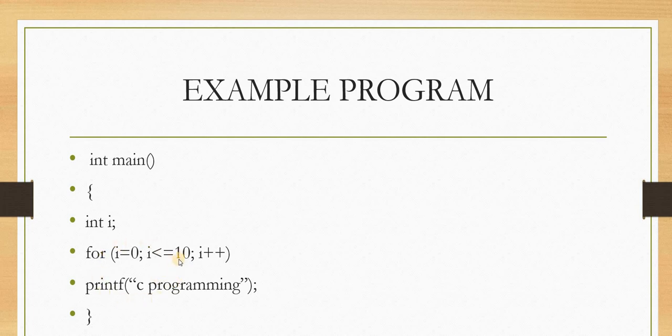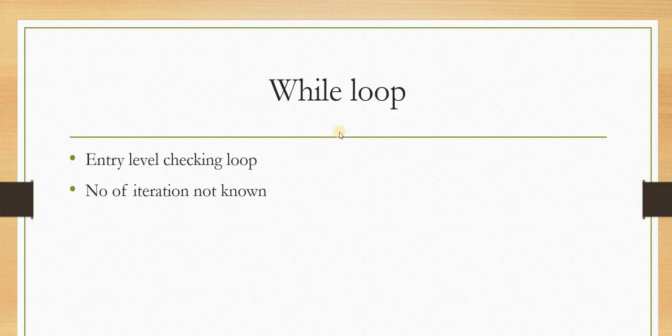10. After that, what will happen? If it increments to 11, the condition fails. It moves out of the loop. This is the way the for loop will be executed.